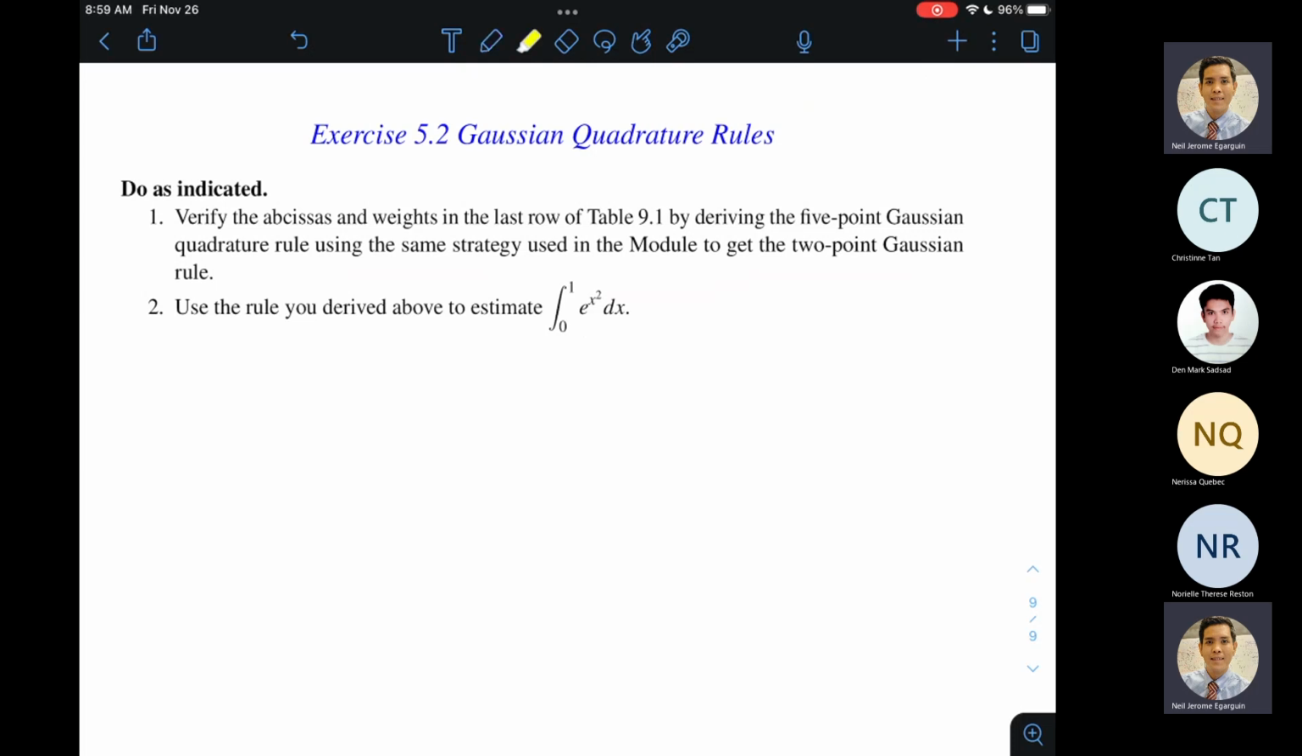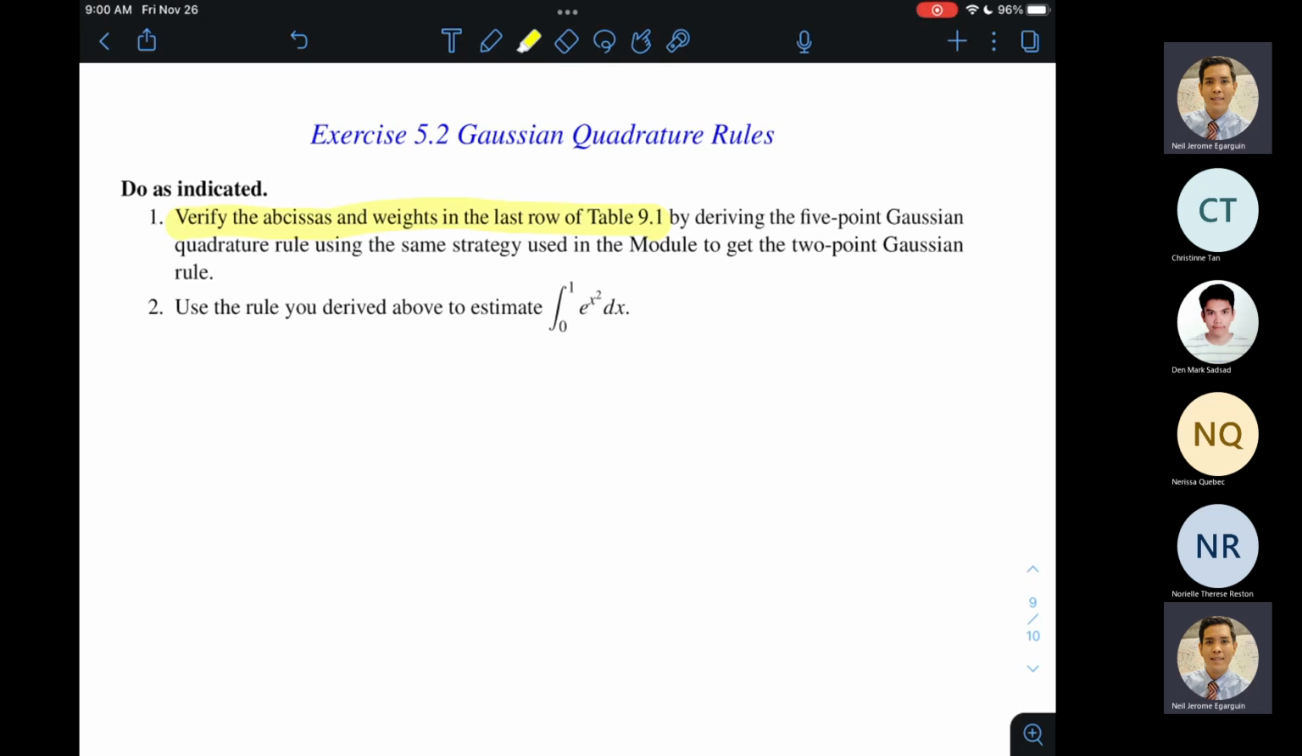So the first problem is to verify the abscissas and weights given in the last row of table 9.1. Okay. So tingnan natin kung tama yung binigay nung table 9.1. And we were told to do this by deriving the 5-point Gaussian quadrature rule using the same strategy used in the module to get the 2-point Gaussian quadrature rule. So this is referring to the solving of the 2n by 2n equation formed by imposing that our quadrature rule be of degree of precision 2n minus 1.